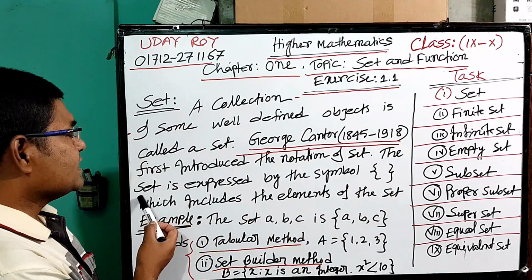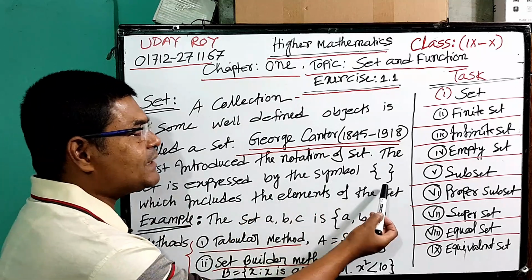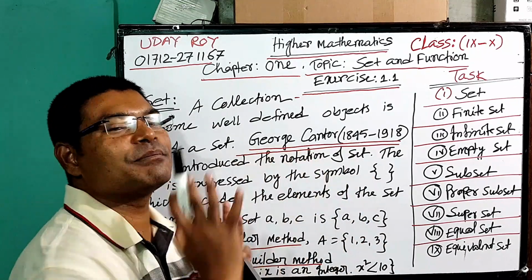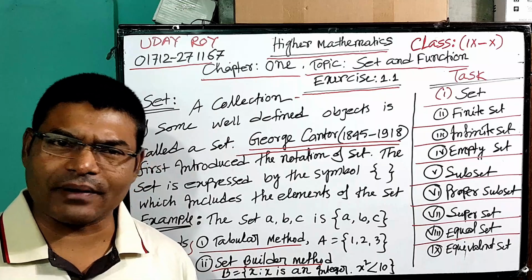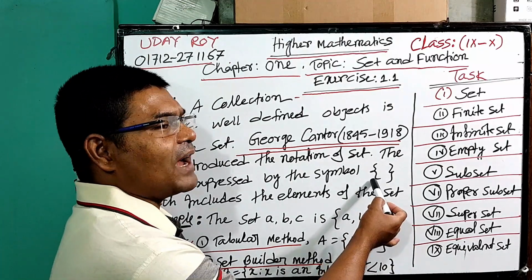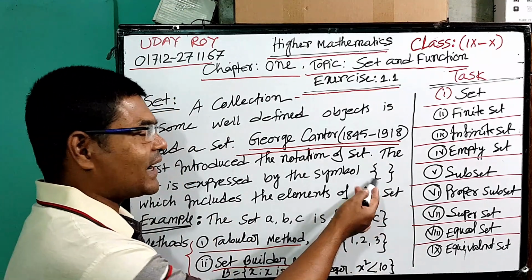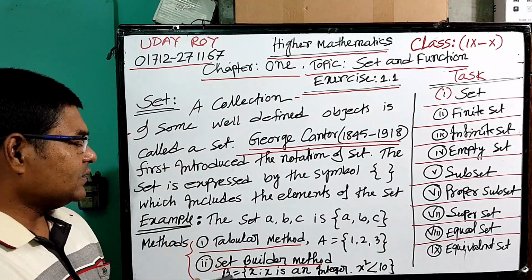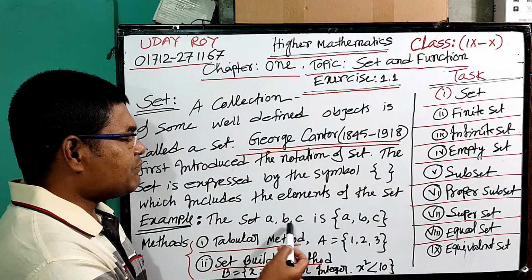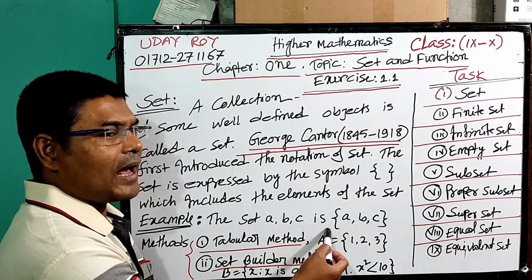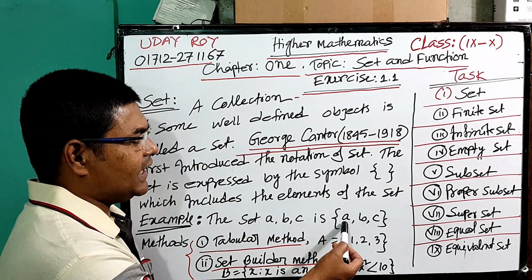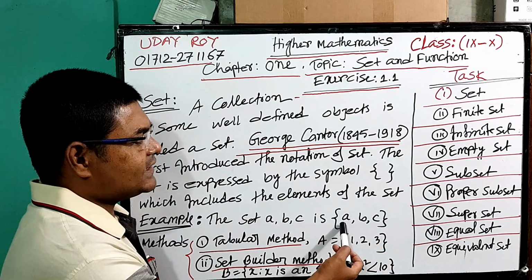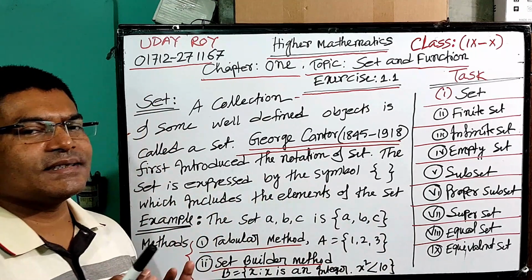The set is expressed by the symbol in second bracket. I think we all know the bracket. This bracket, we have to use second bracket as a notation of set. Example, the set A, B, C: we have to keep it in a bracket, A, comma, B, comma, C. These are the elements of set.